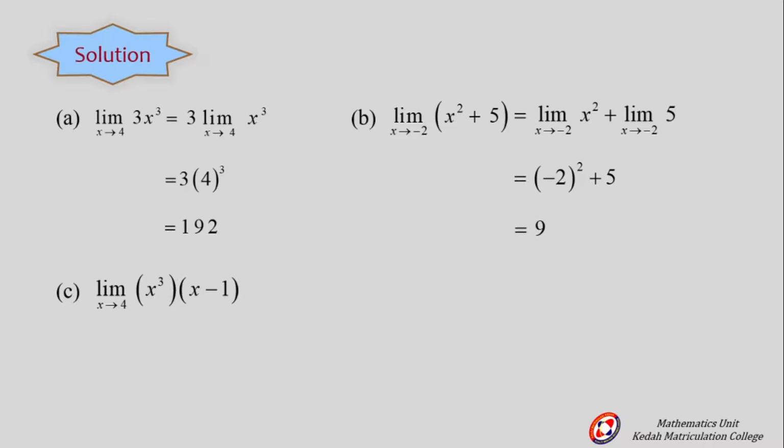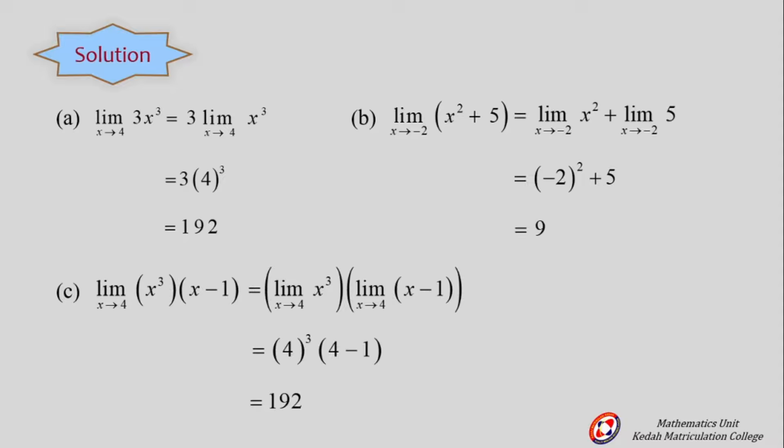Question C, limit of x cubed times (x minus 1) as x approaches 4. In this example, we can apply the product rule, and it can be written as the limit of x cubed as x approaches 4 times the limit of x minus 1 as x approaches 4. Next, we substitute the value of x into x cubed and x minus 1. And last, the value of the limit is 192.